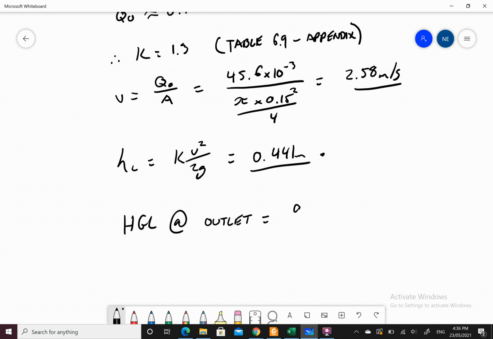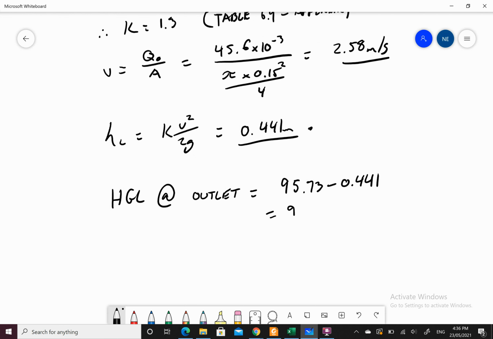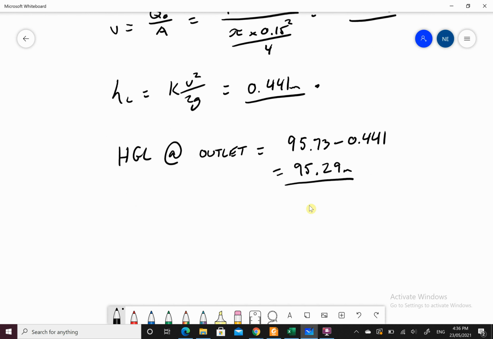So that was 95.73, subtract 0.441, and that there gives me 95.29 meters. Keep going, we have our hydraulic grade line slope, which is SF.